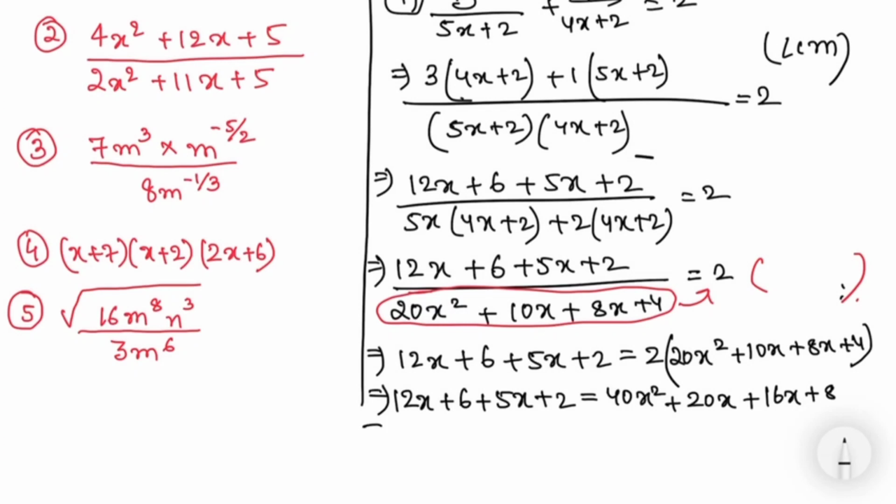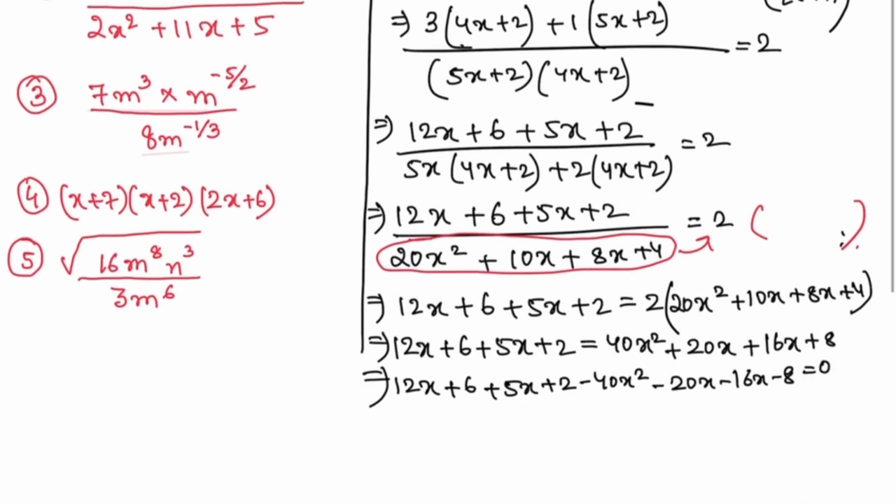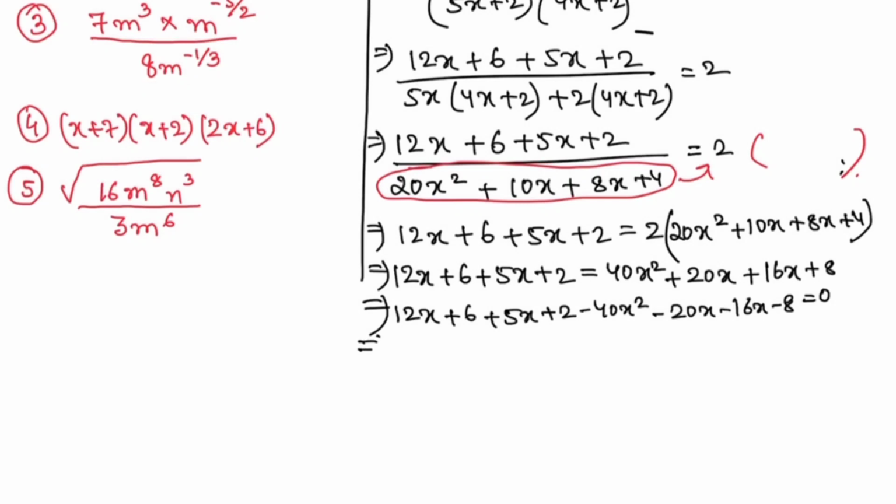So this becomes, just bring all the same variables to one side and the constants also to one side, and make the right hand side equal to 0. Okay, so I'm bringing everything to the left hand side. So 12x plus 6 plus 5x plus 2 minus 40x square minus 20x minus 16x minus 8 equals 0. Okay. Now I'm writing all the same variables together and all the same constants together.